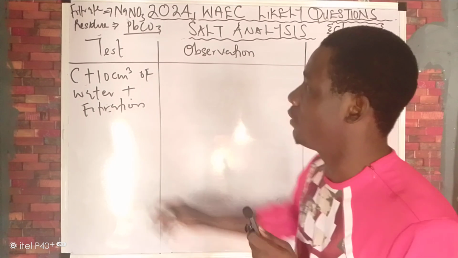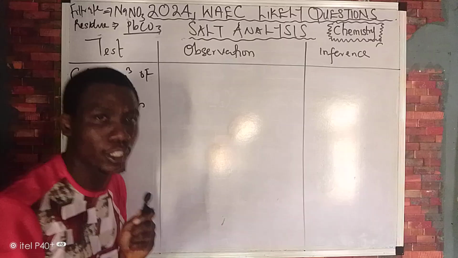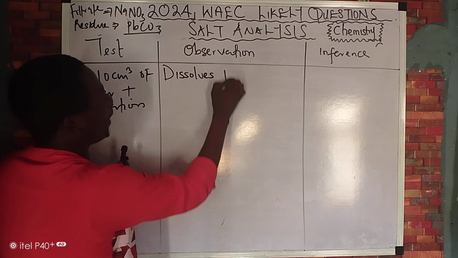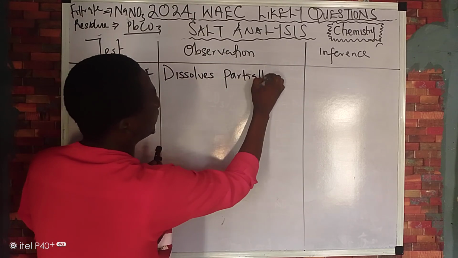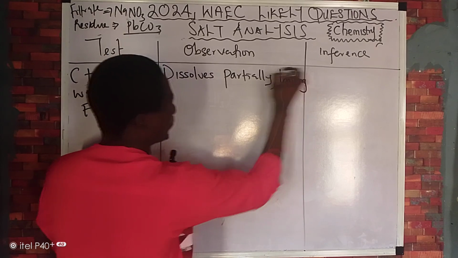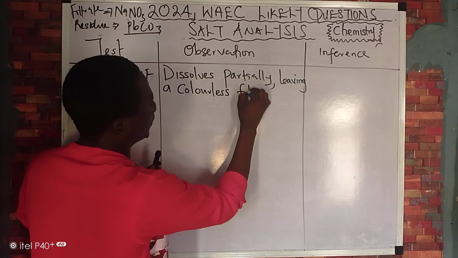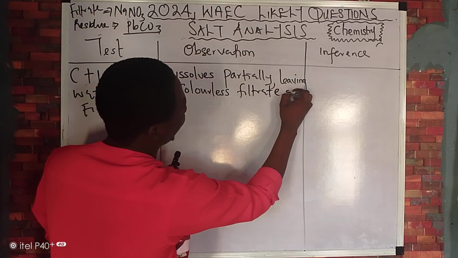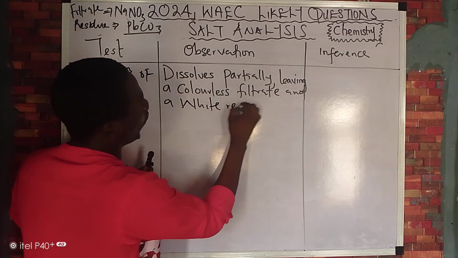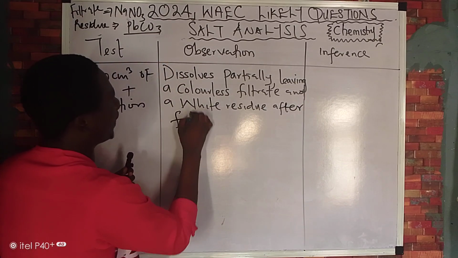So watch carefully. If this happens to be our first test, it means that we are going to record our observation this way. Listen, you will say dissolves what? Partially. Take note of that. Dissolves partially, leaving a colorless filtrate and a white residue. A white residue after filtration. Take note of that. After filtration.